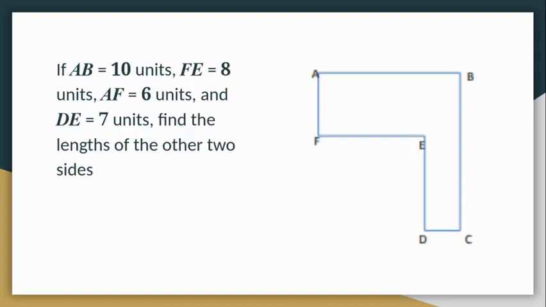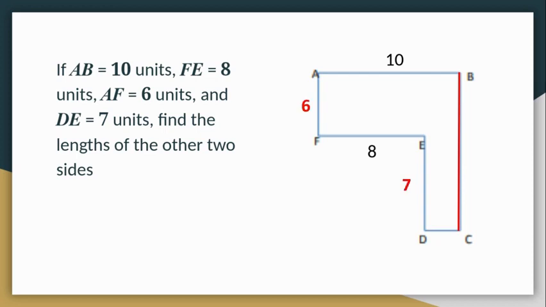Let's begin by looking at a compound figure. In this problem, we're asking to find the length of two unknown sides. Let's begin by labeling the figure with what we already know. This means that our two unknown sides are side BC and side DC. Let's begin by focusing on side BC.